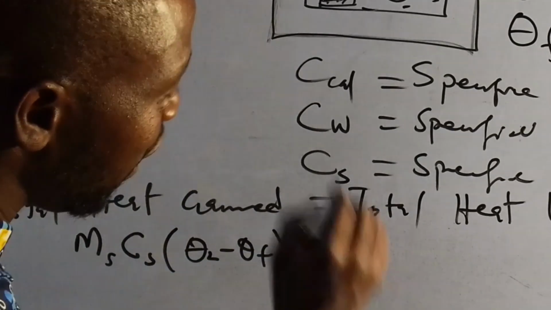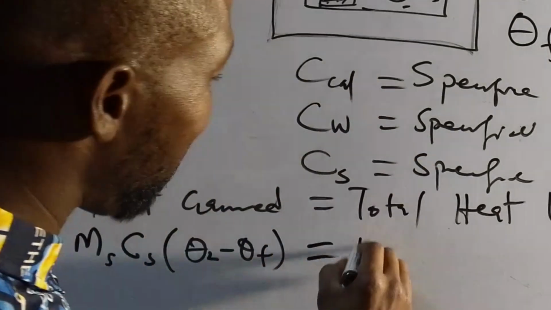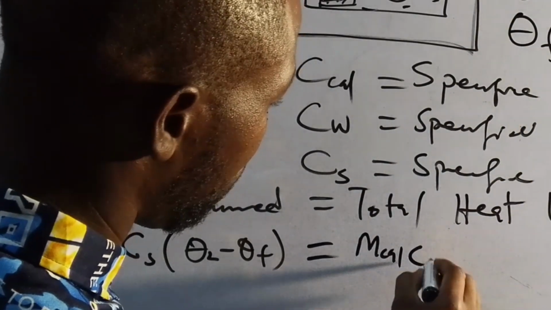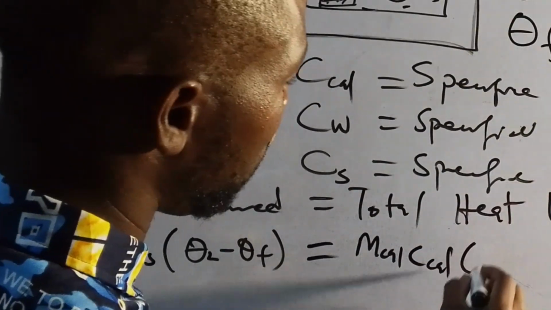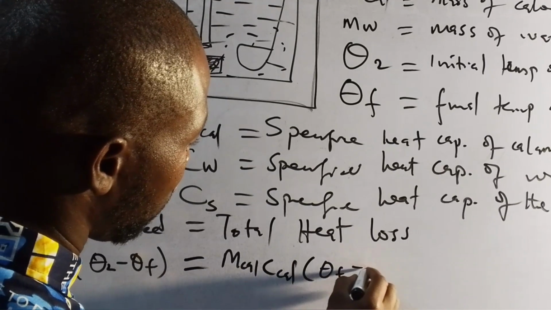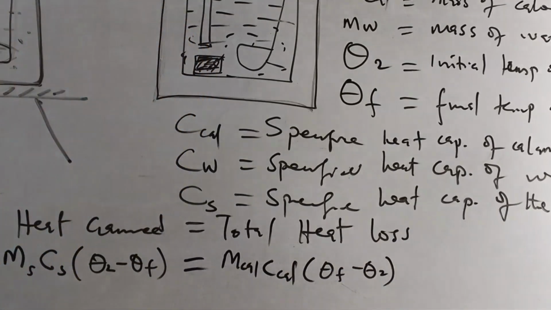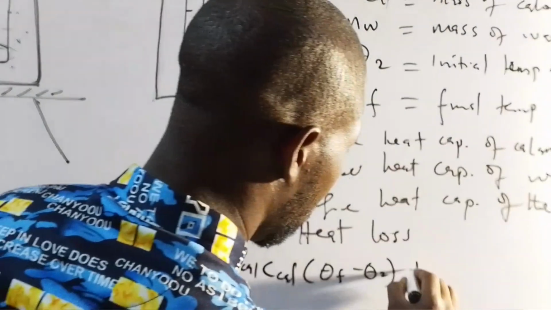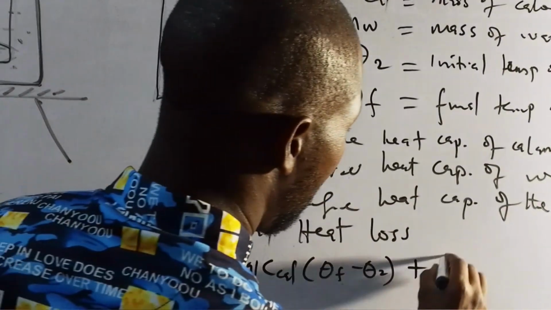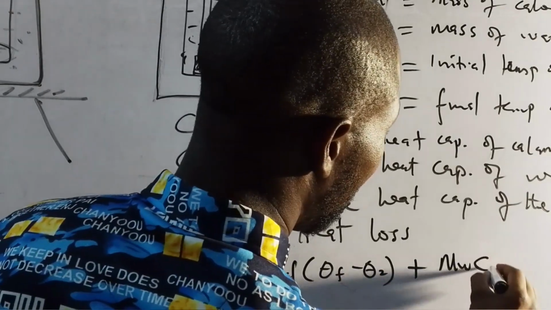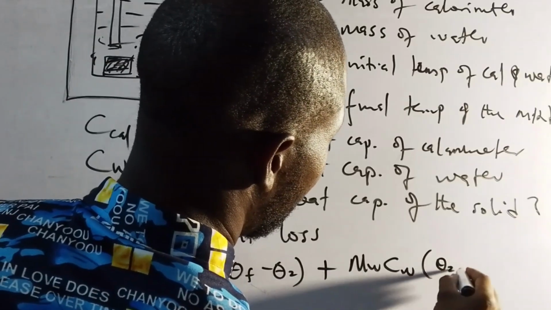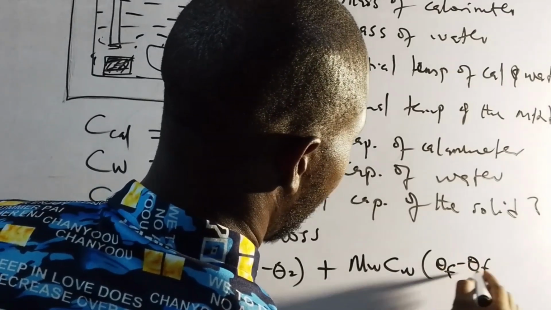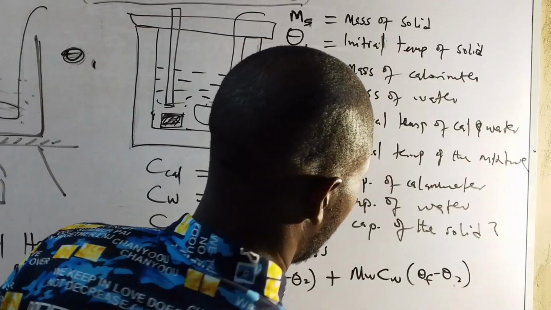Total heat gain is the heat gain by the calorimeter, which is the mass of the calorimeter, times the specific heat capacity of the calorimeter, times the change in temperature, which is theta final minus theta 2, plus the total heat gain by the water, the mass of water, times the specific heat capacity of the water, times the change in temperature of the water, theta final minus theta 2. Final temperature minus initial temperature of the system.